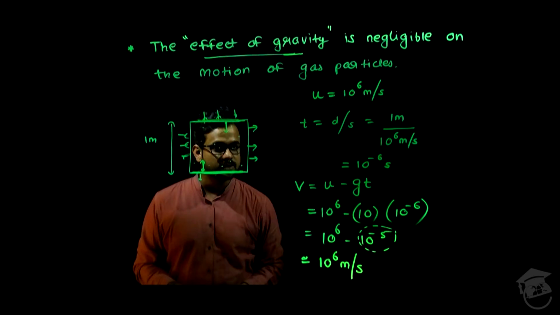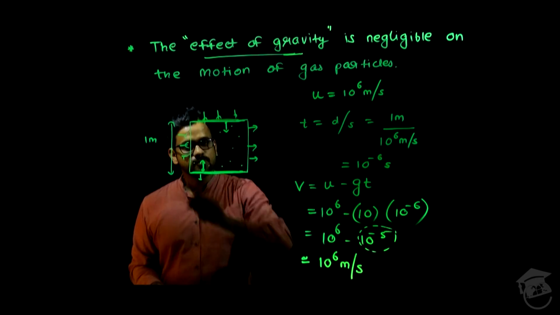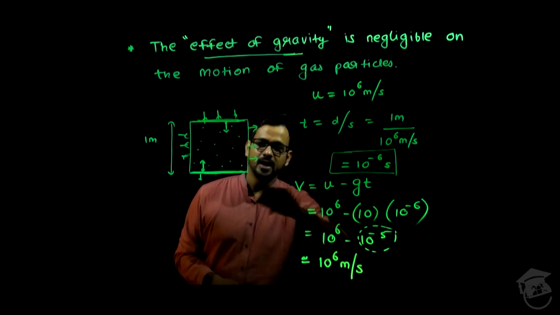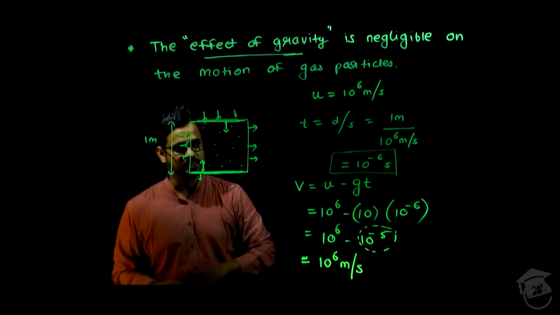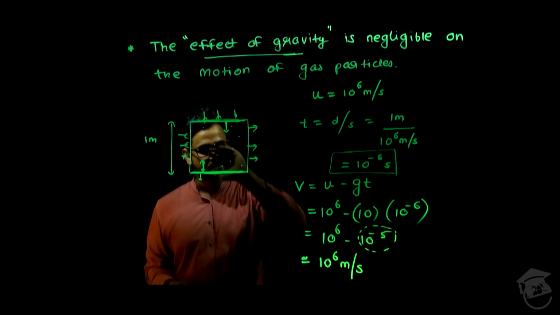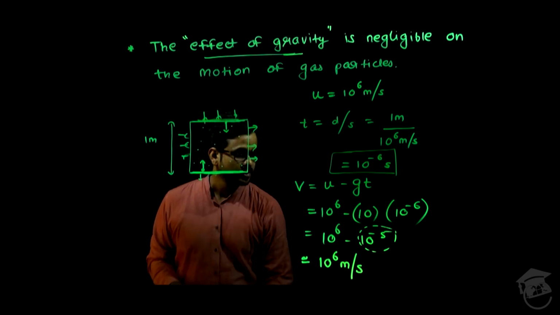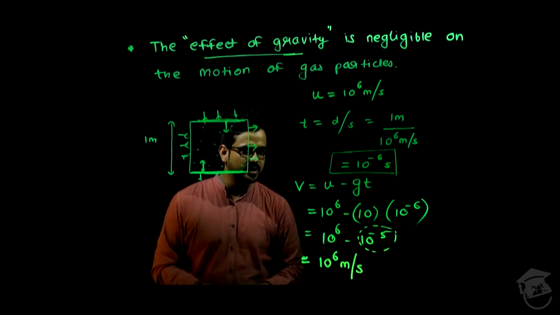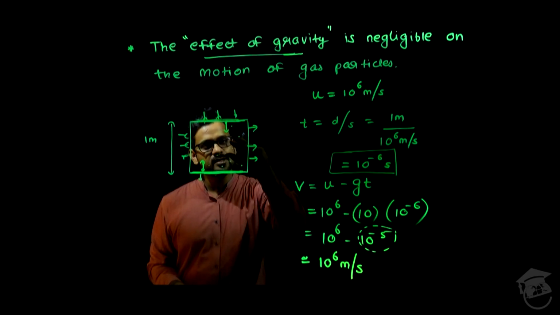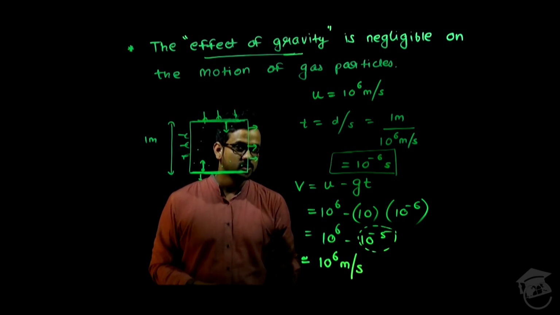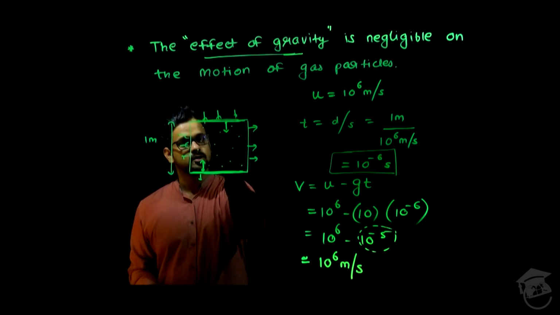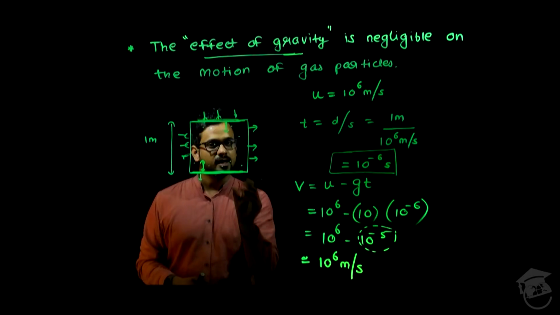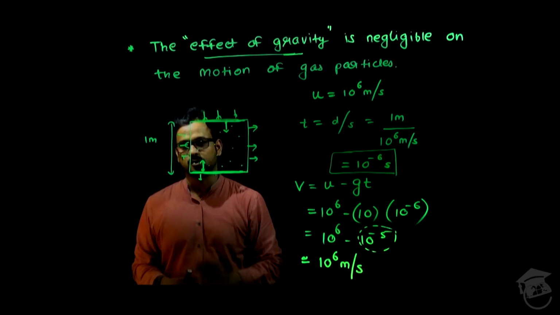Now what happens as a result is that due to this very small height, the gas particles take a negligible amount of time in completing their to and fro motion, that is from the bottom to the top or from the top to the bottom. Due to this, during this negligible amount of time, you are not giving gravity sufficient time to cause any significant change in the speed. So we are basically saying that the particles strike the top wall and the bottom wall with approximately the same velocity, and that is why we are neglecting the effect of gravity.